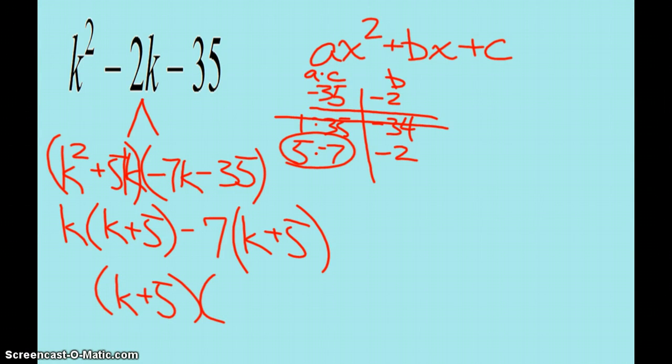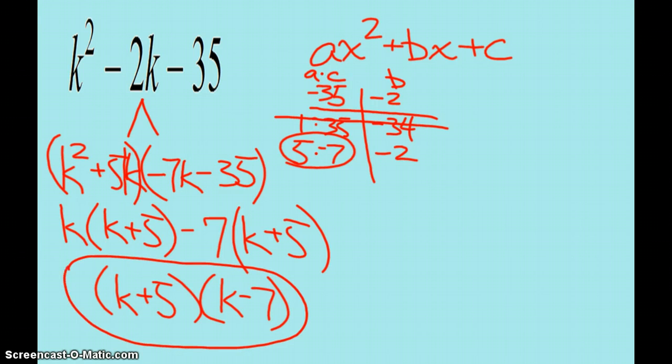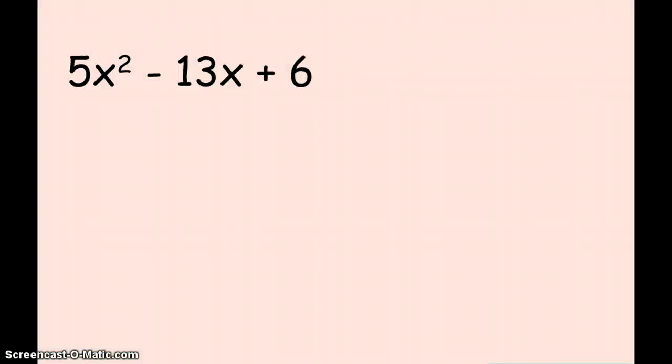And then we start our second parenthesis, the first parenthesis times the second parenthesis, which is k minus 7, because that is what is left over. And we have now just successfully applied the AC method to this particular polynomial. All right, so that's one example. Let's try another example here.